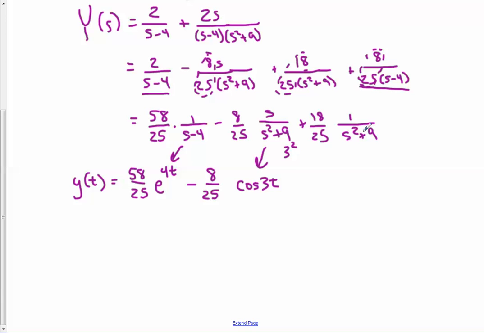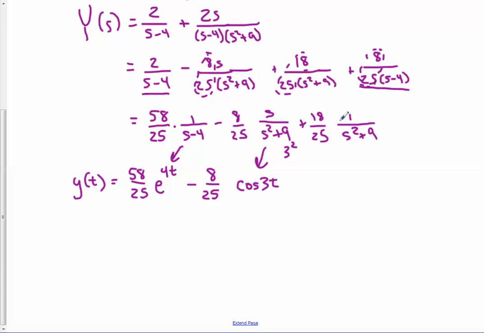Now, what about the 1 over s squared plus 9? Well, it's almost but not quite like the Laplace transform for sine. Sine's Laplace transform doesn't have an s on top, which we don't have here, but it does have an omega. But omega is just a constant, so we can make that work. Remember, our omega here is 3. The omega squared is this number, so omega is definitely 3. So we need a 3 here.